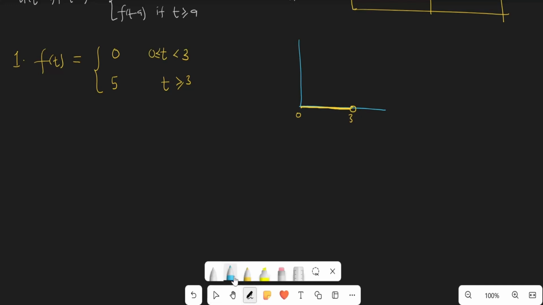This is our time axis. But then it switches to 5, so that is 5 here. It switches to 5 if t is greater than or equal to 3. So at 3, it switches to 5, and then it continues like this until infinity. This is not a continuous function. How do you take the Laplace transform of something like this?